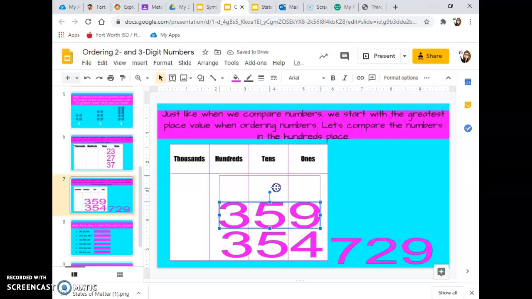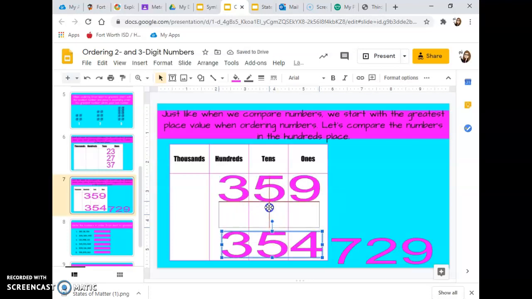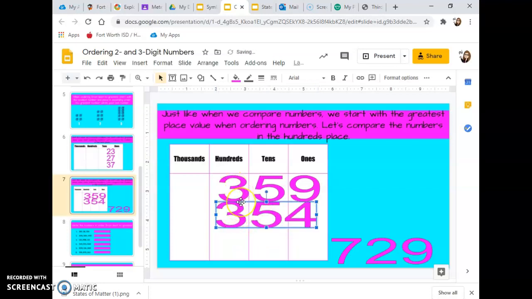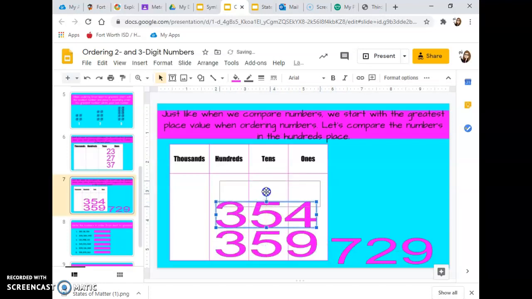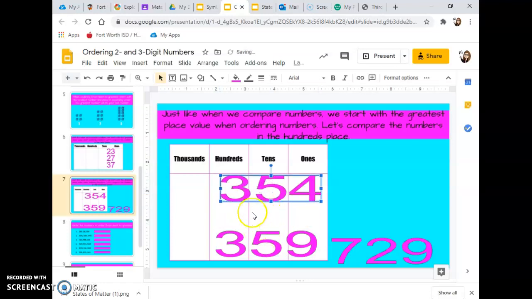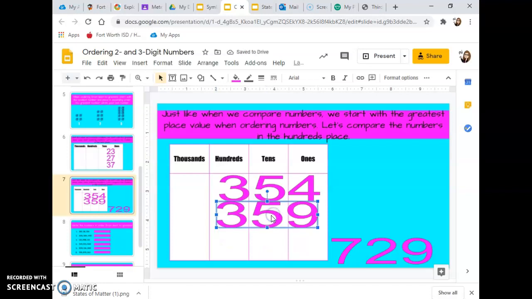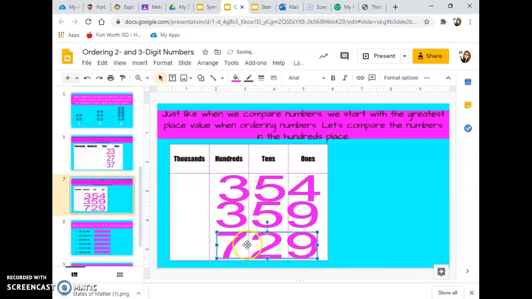So now I have to decide between these two, which one is smaller, 354 or 359. Well, my 3s are equal, so I'll move to my 10s. In my 10s, I have 5 for both. My 5s are equal, so I move to my 1s. I have a 9 and a 4. 4 is less than 9, so that makes 354 my least number, my smallest number. So that one's going to come first. Then I have 359. 359 fits in the middle between 354 and 729. And as we discovered in the beginning, 729 was the greatest, so it goes last.